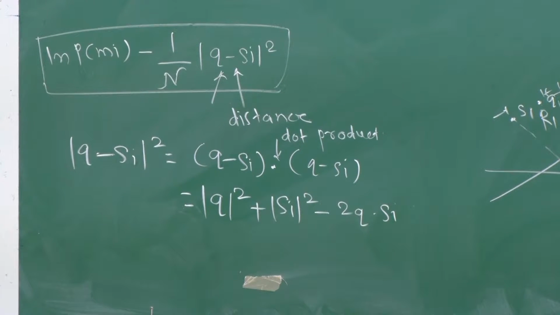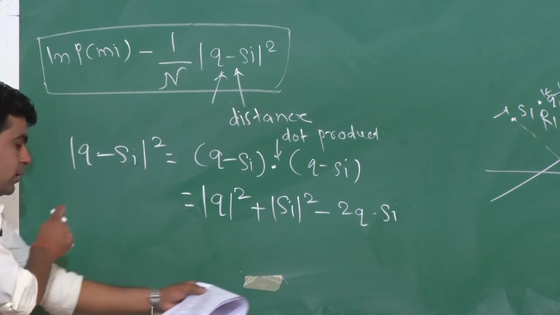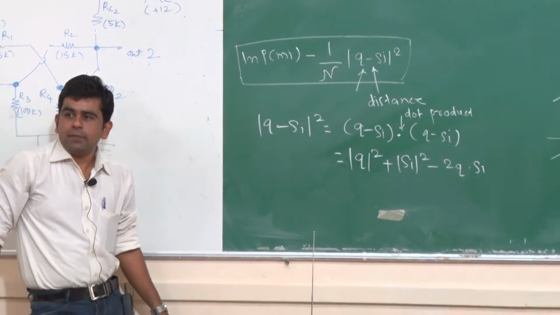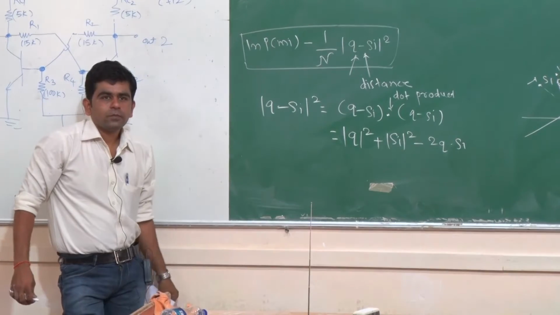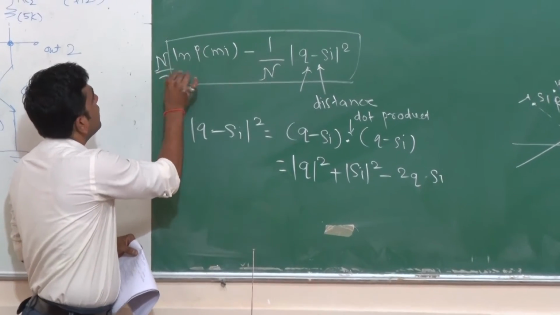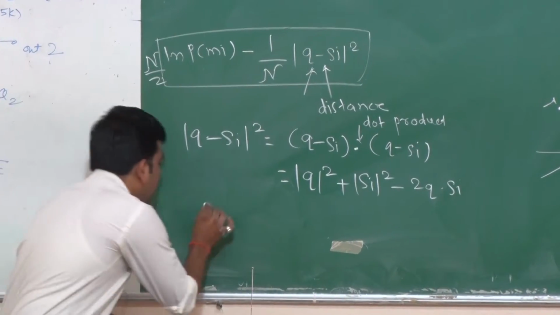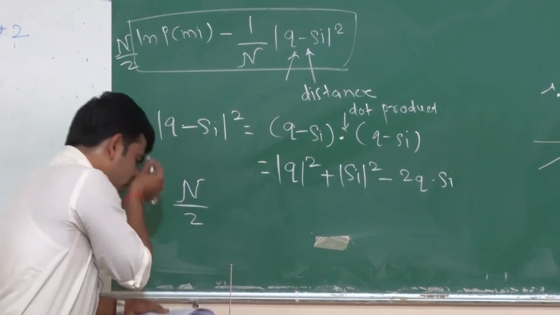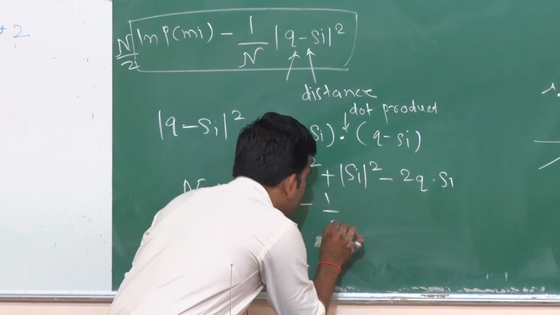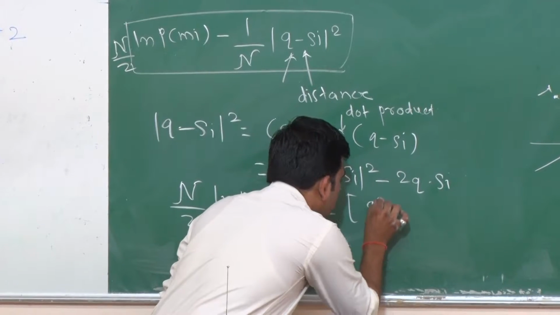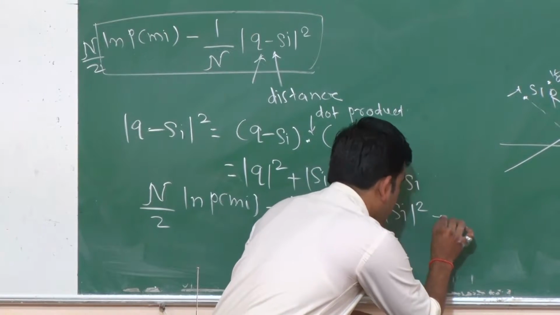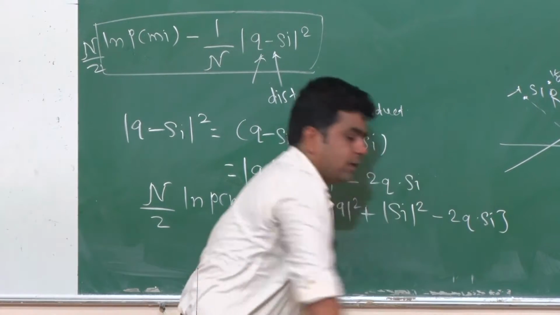Out of which, multiplying throughout by capital italic N divided by 2, we will get N by 2 natural log of probability of Mi minus 1 by 2, here mod of Q square plus Si square minus 2Q into Si.